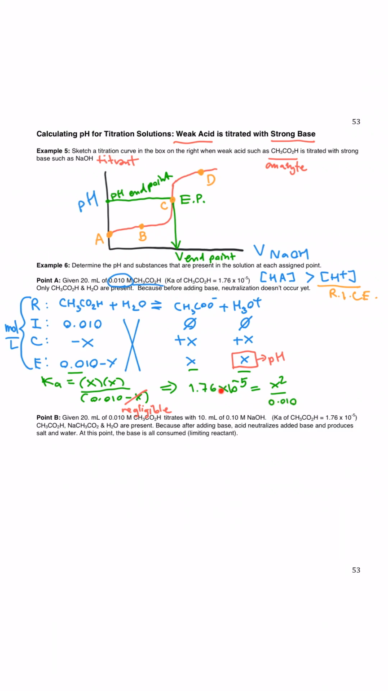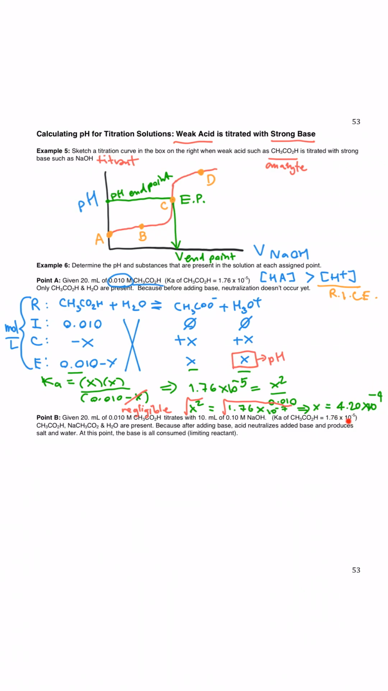Multiply these two numbers by each other to get rid of the 0.01 right here, and you are going to get x squared equal to 1.76 times 10 to the negative 7. Take the square root to get x, and you will get x equal to 4.20 times 10 to the negative 4. This x is the concentration of hydronium ion at equilibrium.